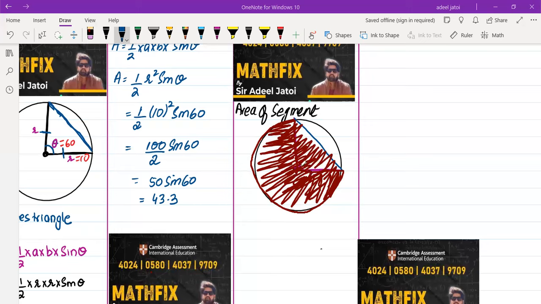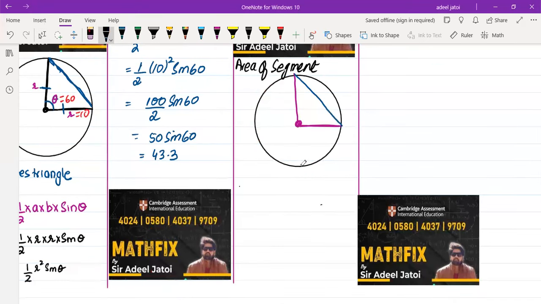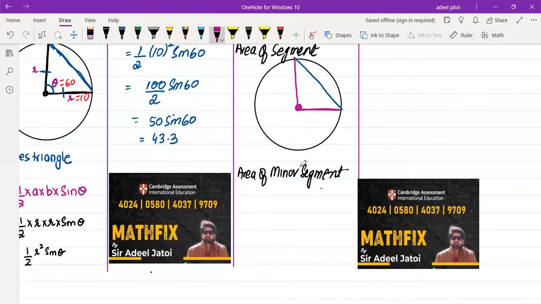So there are two formulas and two requirements: the area of the minor segment and the area of the major segment. Generally, the area of the minor segment will be through what? This will be the area of the minor sector minus the area of the triangle.